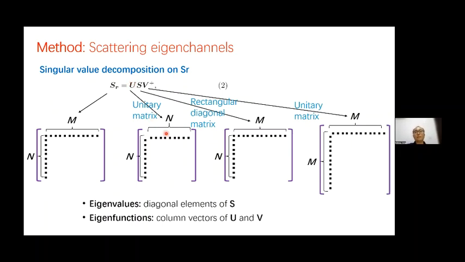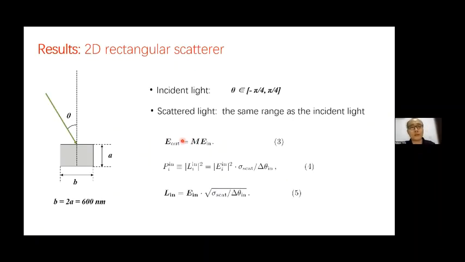With the information of the scattering eigenchannels, we can answer our initial question, whether wavefront shaping can be used to control light scattering by a single nanoparticle. So what is the result? First, we study the 2D nanoparticle. It's a rectangular nanoparticle, and this is the size of this nanoparticle. We consider the incident light from this angle range, theta here. Then we consider scattered light within the same range, but in the backward direction.